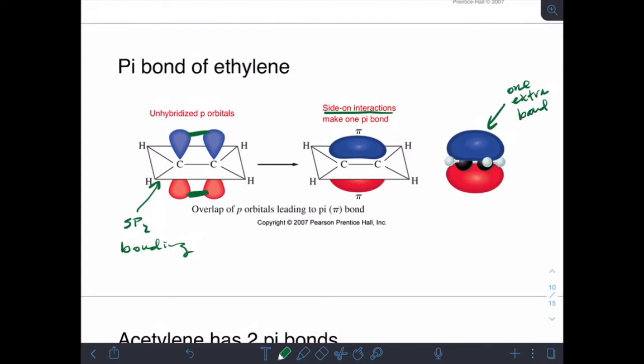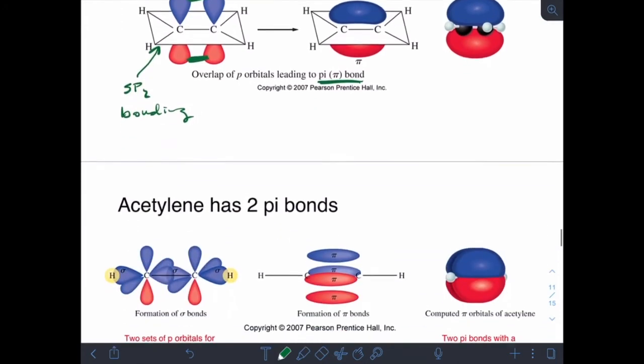Okay. Now it's kind of confusing, but you've got to trust me on this: when you get that overlap above and below the plane, you get a single extra bond, and we call that a pi bond. It's the overlap of unhybridized p orbitals. That's why we want to keep track of how many unhybridized p orbitals there are. So let's take a look at something more complicated yet.